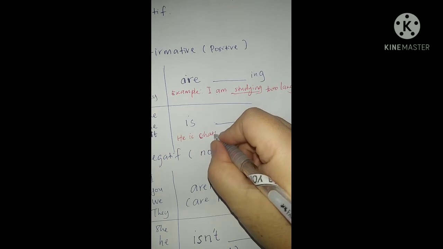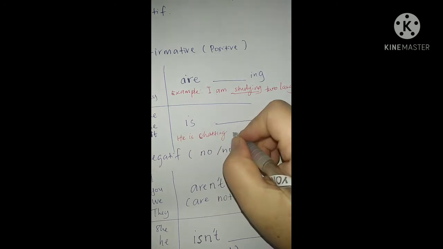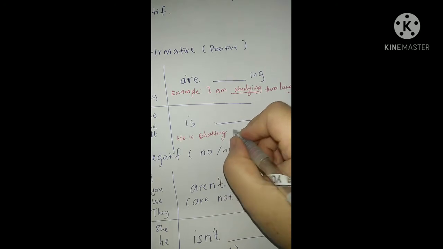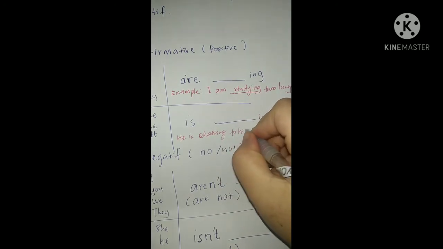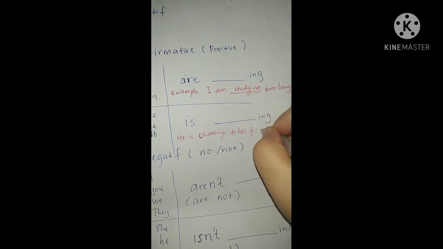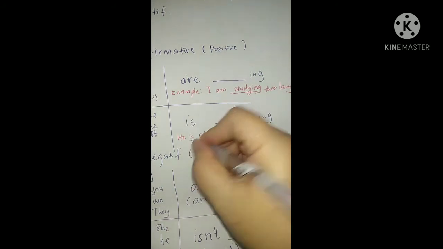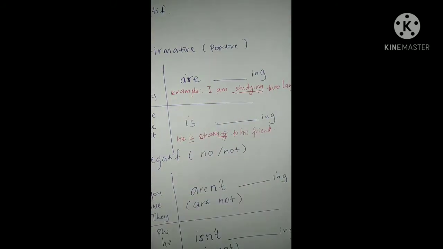Chatting to his friend, only one friend. Add ing and is. He is chatting to his friend.